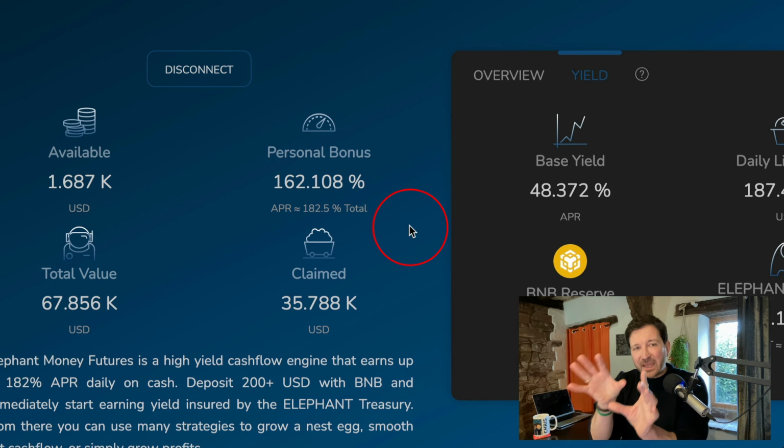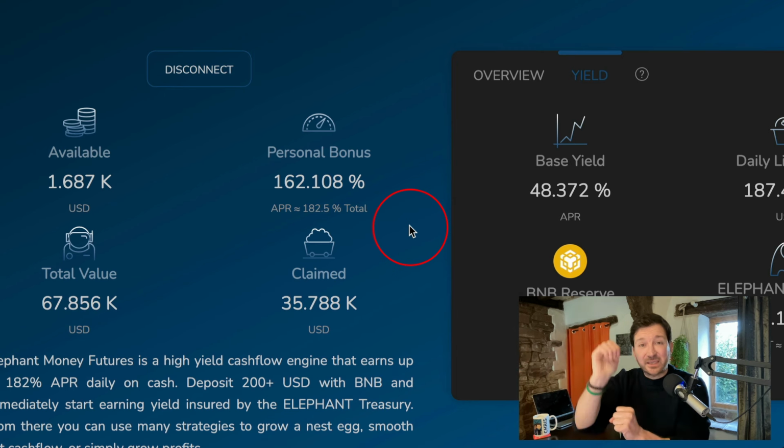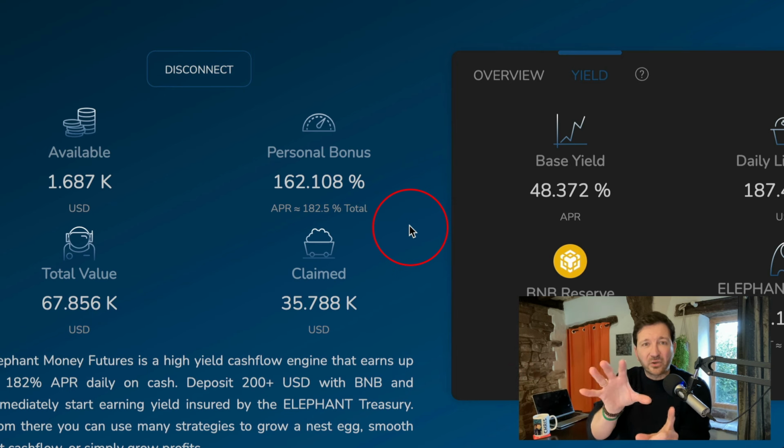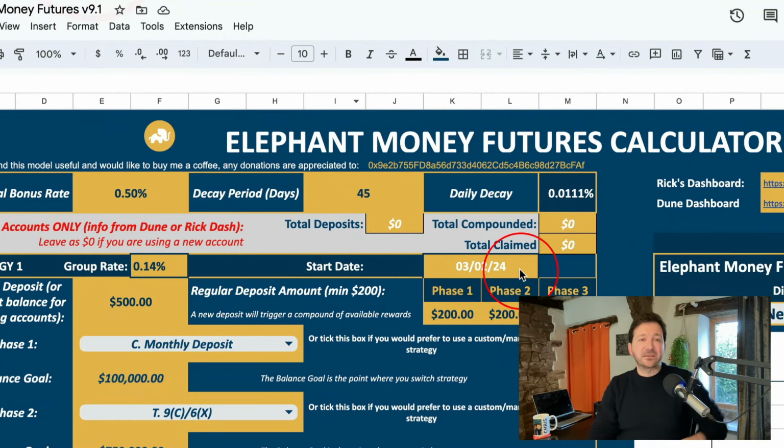But I just want to illustrate the power of these two rates, the base rate and the personal rate, working together to keep us at the maximum of 0.5% a day pretty much indefinitely if we know what we're doing. And I'm going to share with you what I mean by that in a moment. So let me just show you what I mean. So here I am at this calculator that I mentioned.